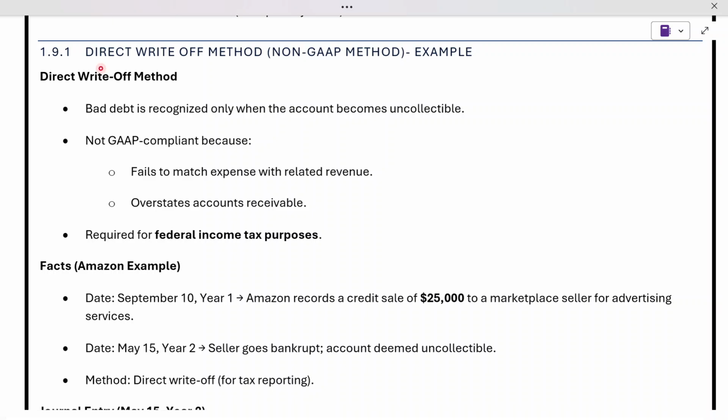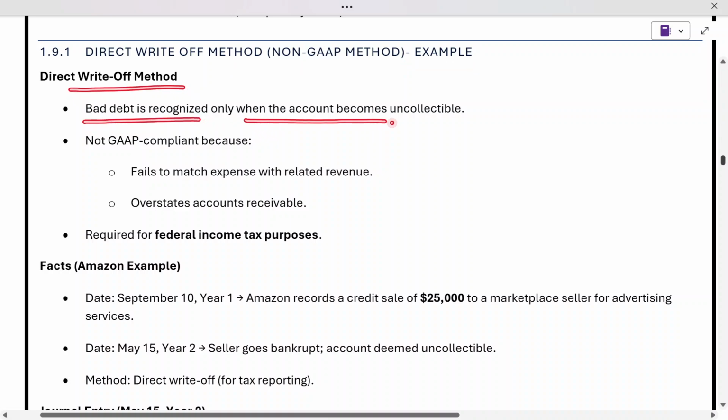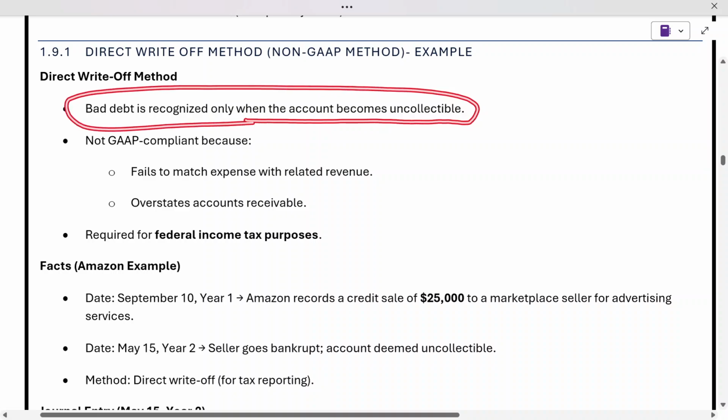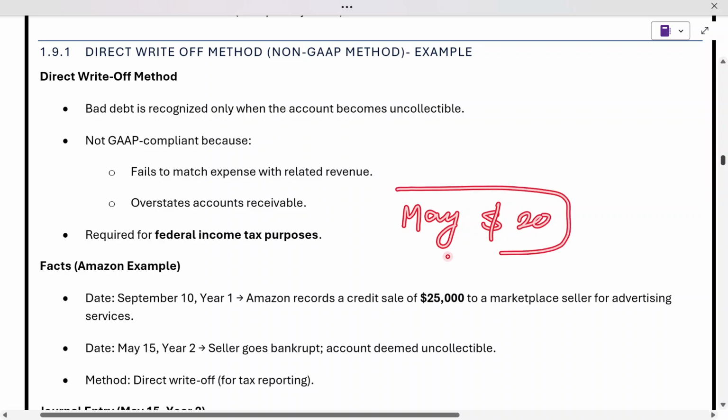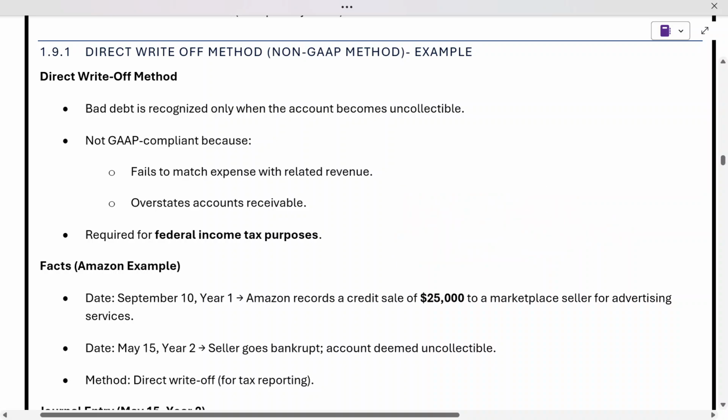Okay, so now let's talk about the direct write-off method, or what we call a non-GAAP method. We can simply say that bad debt is recognized only when the account becomes uncollectible. For example, you recorded accounts receivable of $1,000 in January, but in the month of May you know that there will be a bad debt of $20, then only you will record it, when it actually happens. So this direct method says that bad debt is recognized only when the account becomes uncollectible.